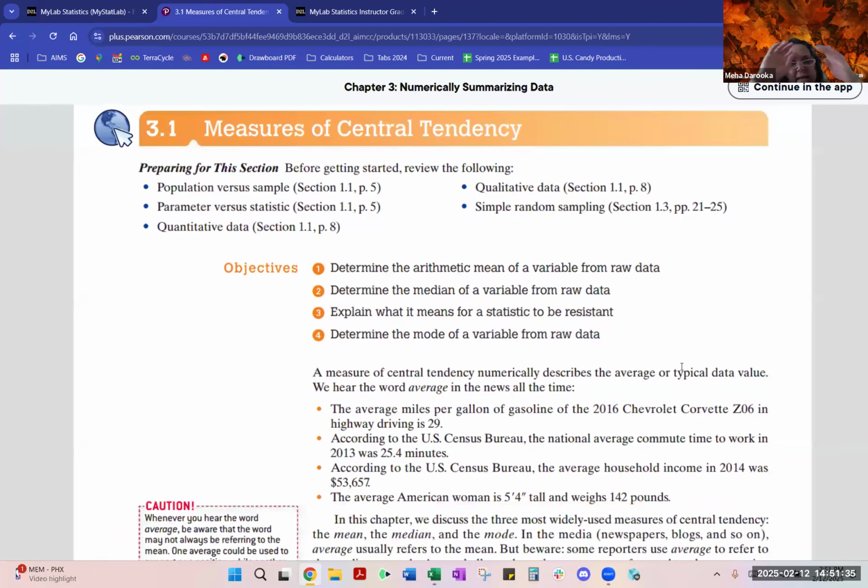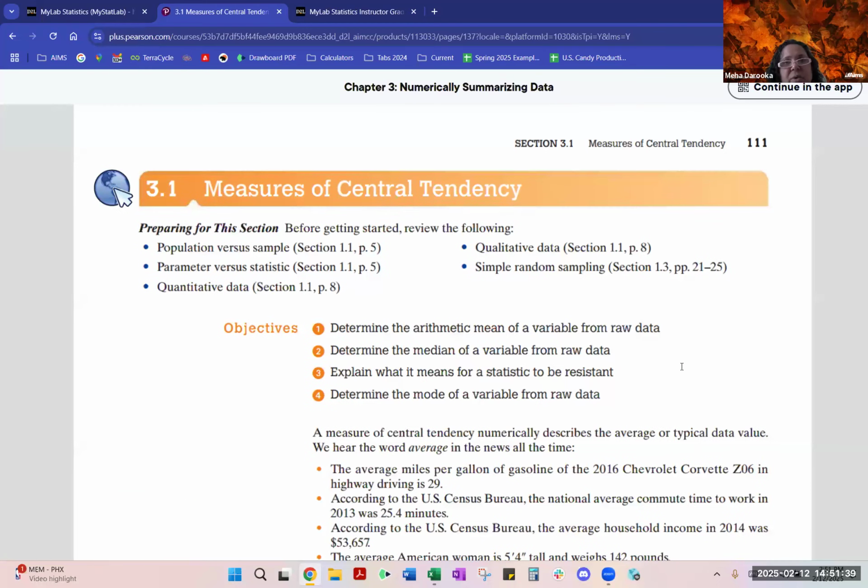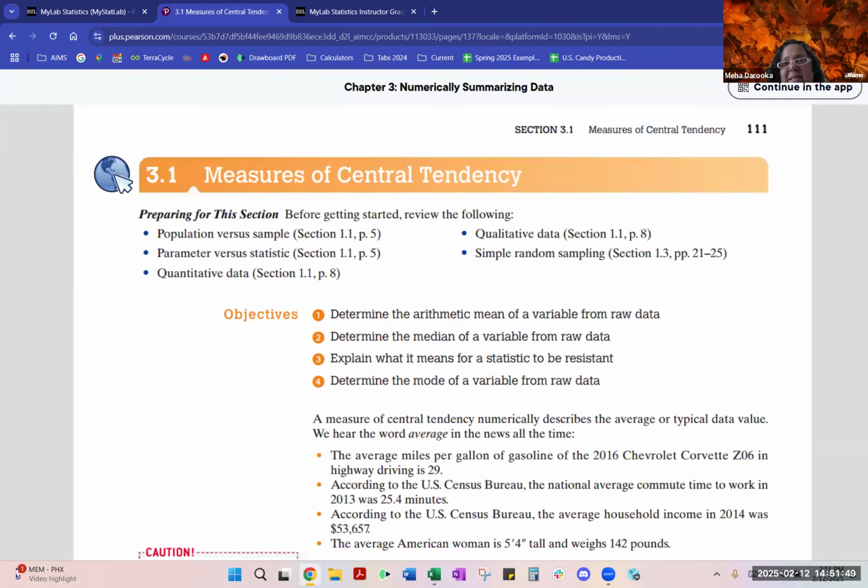Alrighty, so let's go ahead and get started with chapter 3. We are focusing on section 3.1 here, which is where we will talk about measures of central tendency. That basically means we are going to be looking at how to calculate averages. We will be looking at 4 different calculations: mean, median, mode, and mid-range. So 4 different ways that we can calculate.